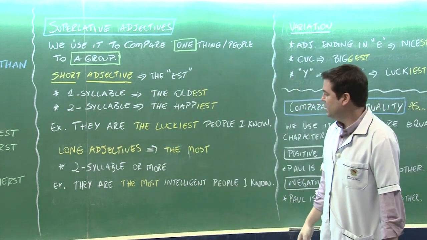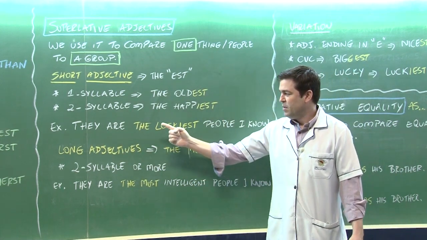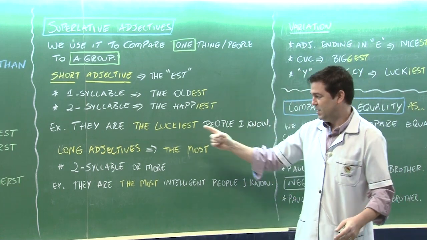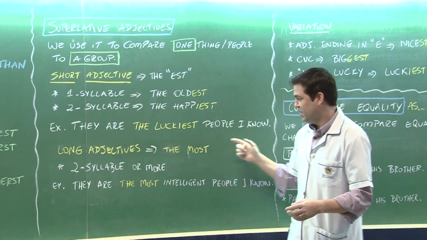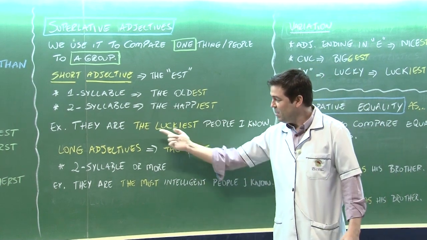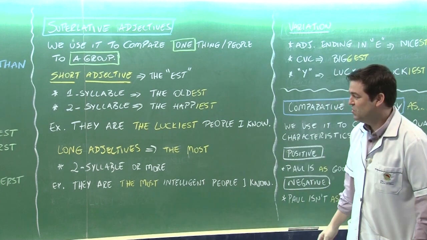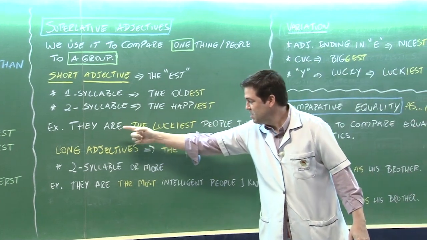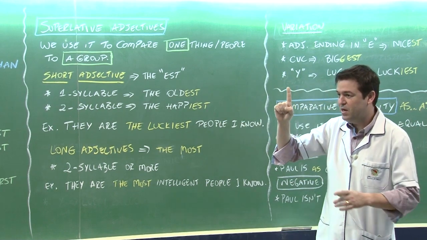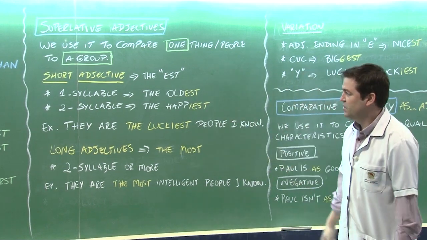They are the luckiest people I know. I know a lot of people, but these are the ones that I know that are the luckiest. So in comparison to the others, I think they are the luckiest people. So I'm comparing these people with the rest. That's why I compare one idea with the others, all right?